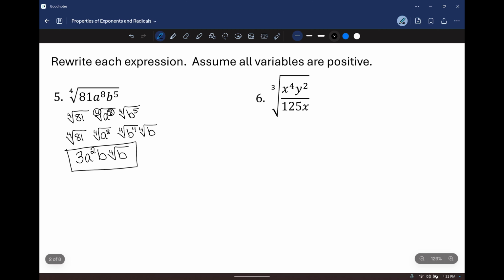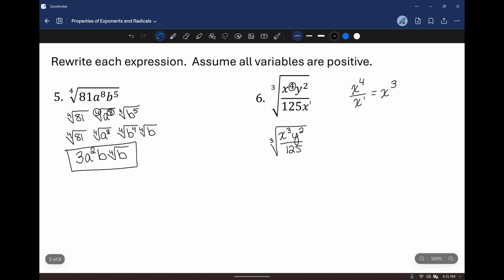All right, so I'm going to take a look at number 6. Now I'm going to have to take the cube root of the top and the cube root of the bottom. But if I can reduce before I do that, then it might be beneficial to me. So I see that I have an x to the 4th divided by an x to the 1st. So if I thought about this, x to the 4th divided by x to the 1st, that would be x to the 3rd. So I'm going to go ahead and reduce that. So now I have x to the 3rd, y to the 2nd over 125.